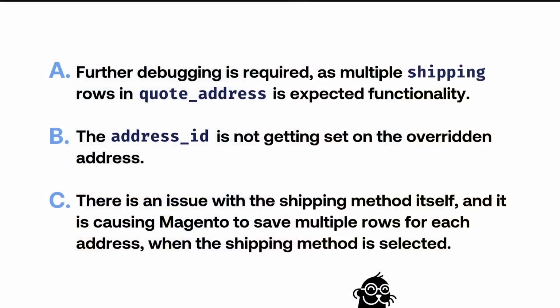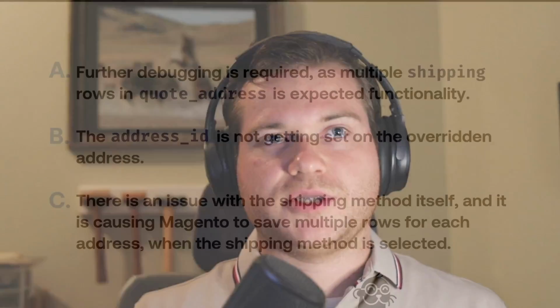Moving on to option B, which again is the address ID is not getting set on the overridden address. This option looks promising. That would explain why multiple rows are being displayed if there is no address ID referenced, and yet it is still saved to the quote address table. That address ID is just going to be automatically created, saved to a new row. But let's also double check option C.